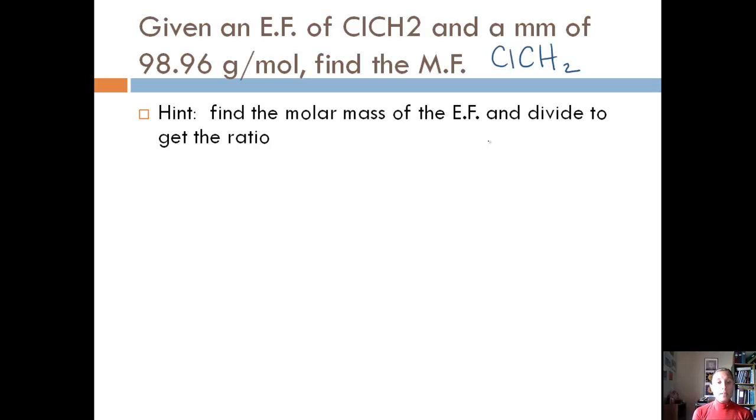Go ahead and pause the video and try this example. If you're not sure, go back to the previous example because it's very similar. When you're done, you should get this as your answer. Make sure you try this and we'll discuss it in class.